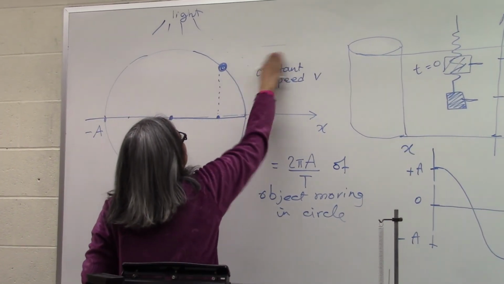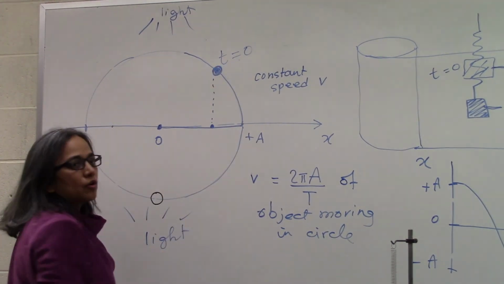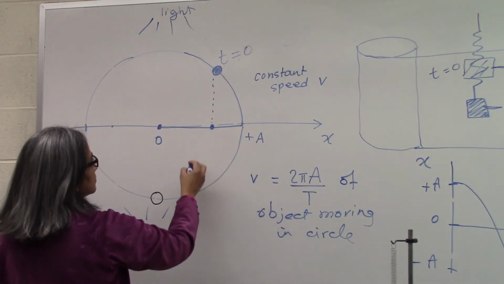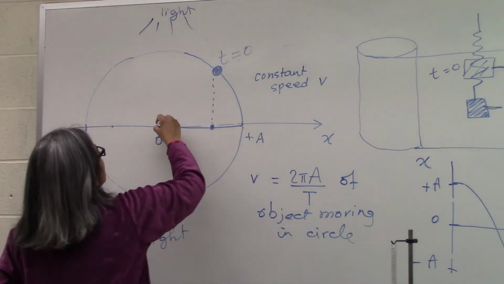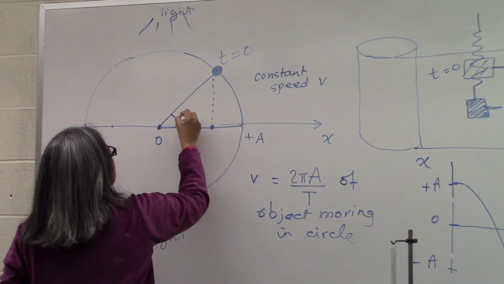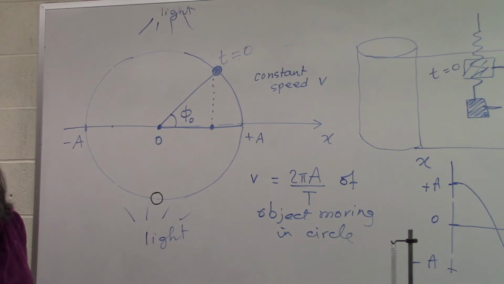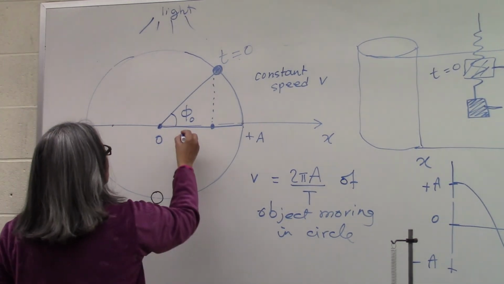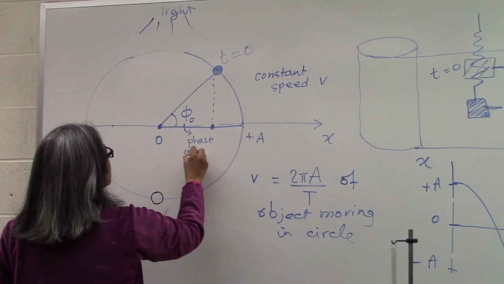So let's make sure we write that down. This is at t equals 0. The imaginary object moving in a circle is right there, which means the oscillator is here. Now if we look at this motion, let's call this angle the phase angle, and it's generally denoted by this Greek letter phi. So this is the phase angle that tells you where the oscillator started.